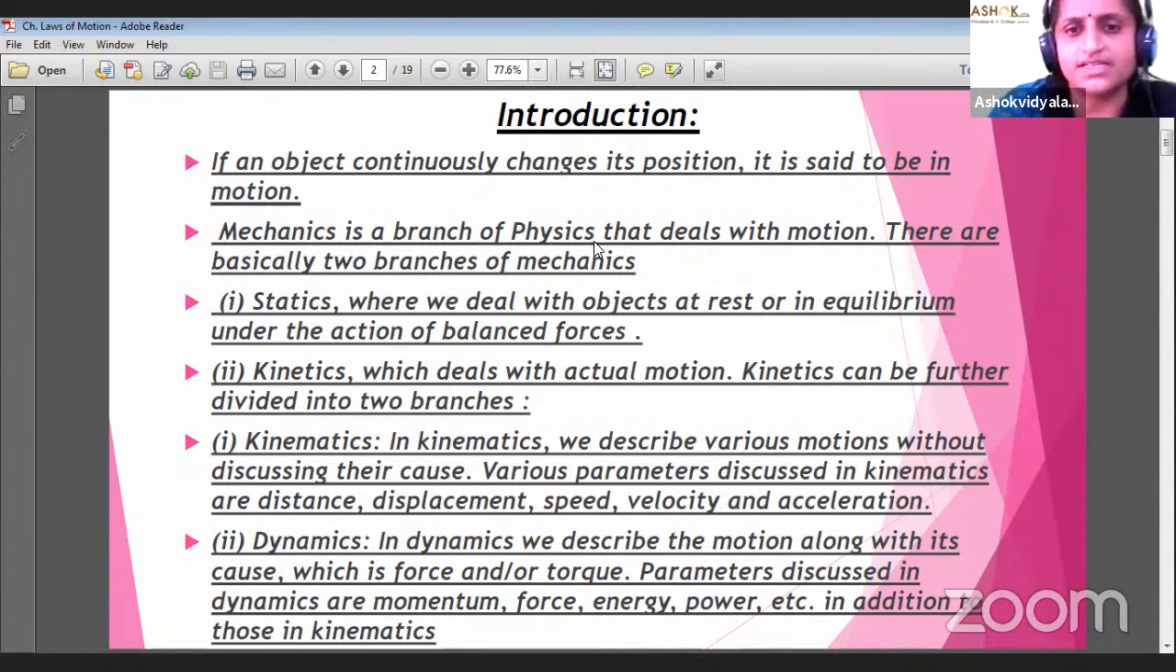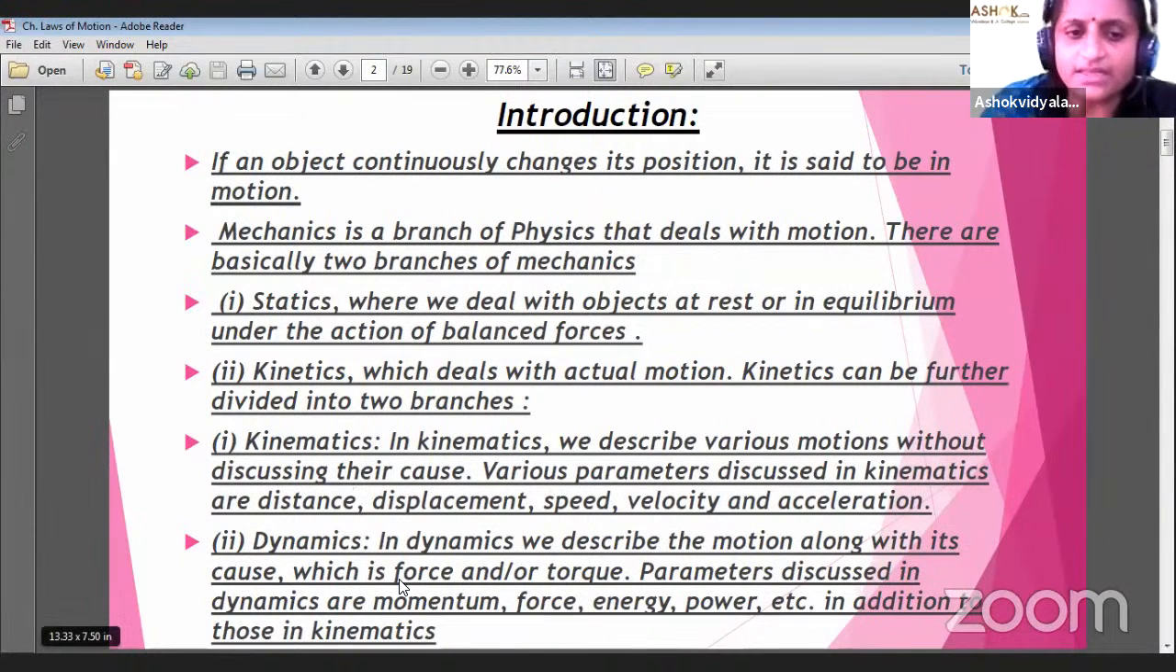Mechanics is a branch of physics that deals with motion. There are basically two types of mechanics: statics and kinetics. In statics, we deal with objects at rest or in equilibrium under the action of balanced forces. Kinetics deals with actual motion. Kinetics can be further divided into two branches: kinematics and dynamics. In kinematics, we describe various motions without discussing their cause. Various parameters discussed in kinematics are distance, displacement, speed, velocity, and acceleration.